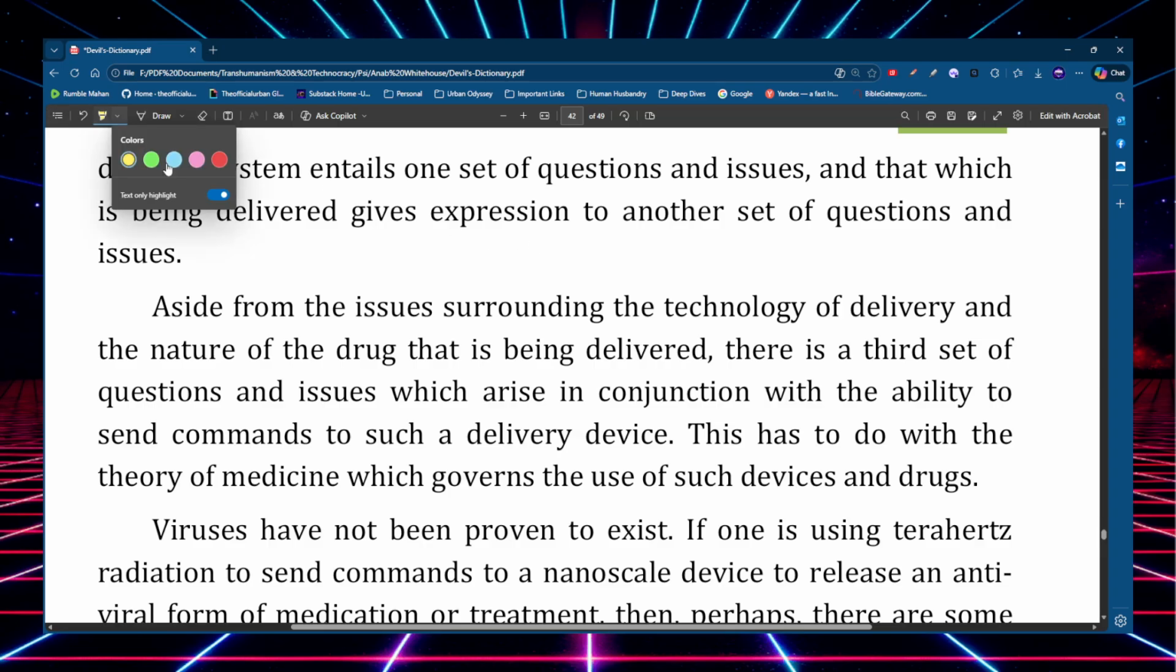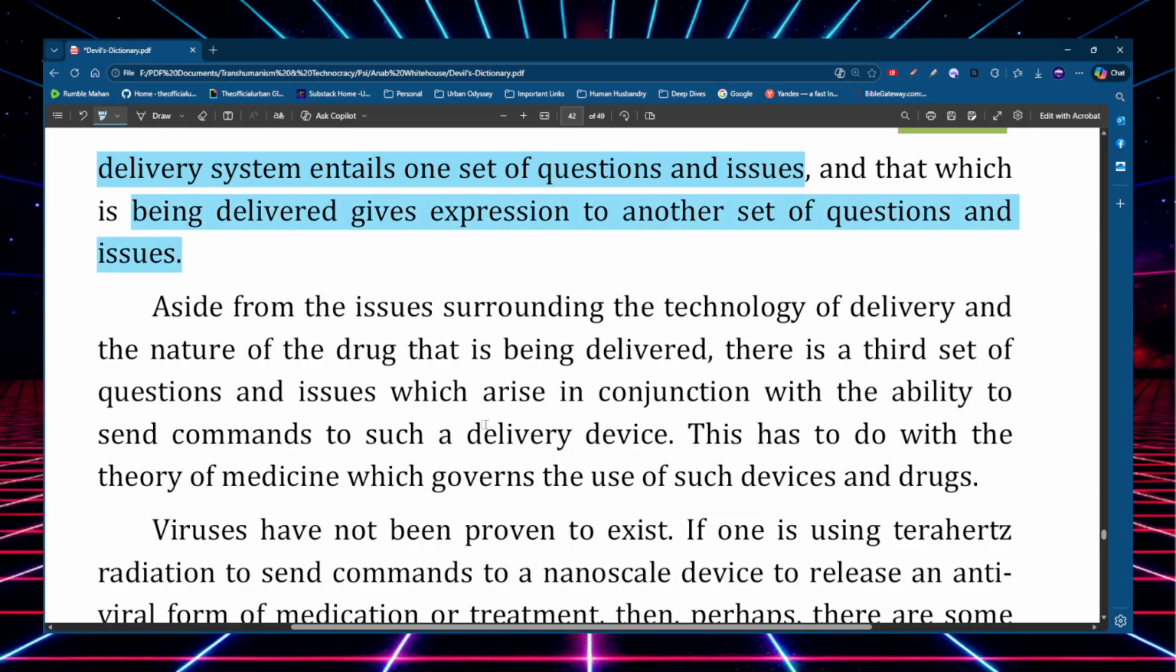Yeah, that's a very good point. Let's see, highlight that too. So he says the delivery system entails one set of questions and issues, and then that which is being delivered gives you another set of questions and issues. So as is often the case, they create more problems than there were by trying to make their enlightened solution.